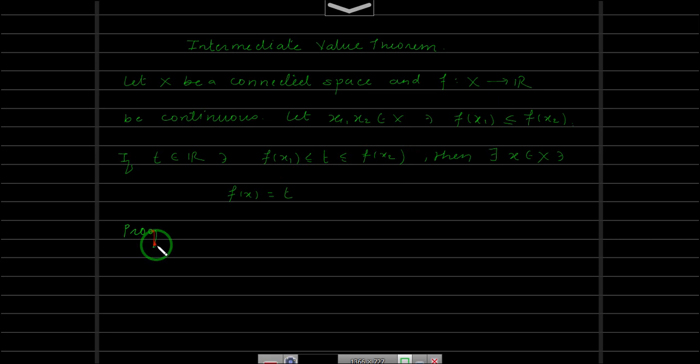So let's do this proof. Now this is our hypothesis: X is connected and f is a continuous function from X to R, and this thing happens. And this is our conclusion. So let us take a few points before proceeding. We know that if A is a subset of R, then A is connected if and only if A is an interval. This is the first point.